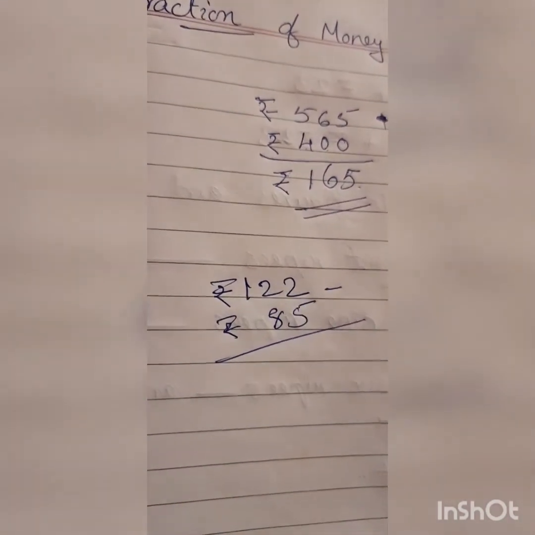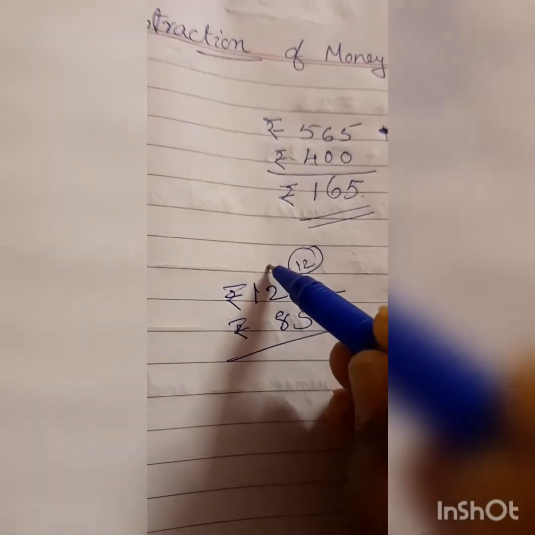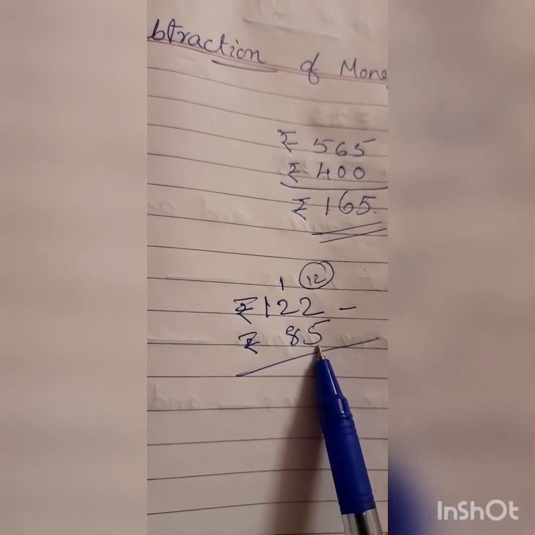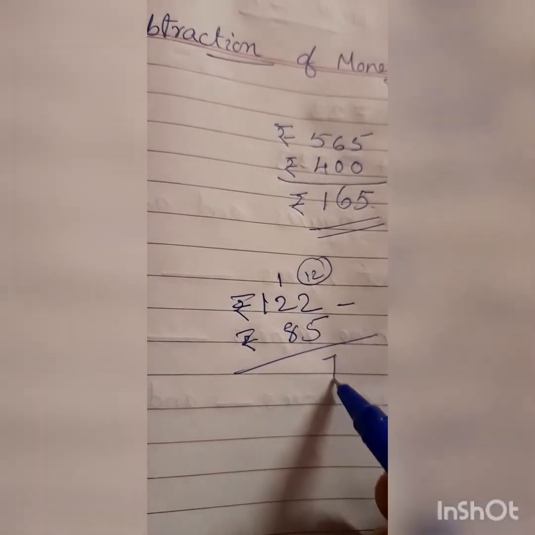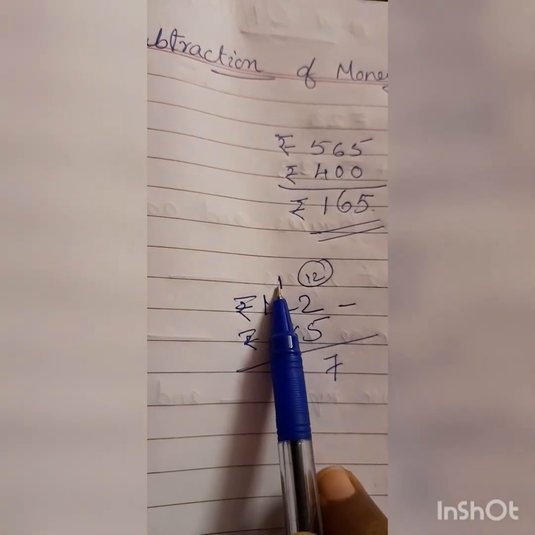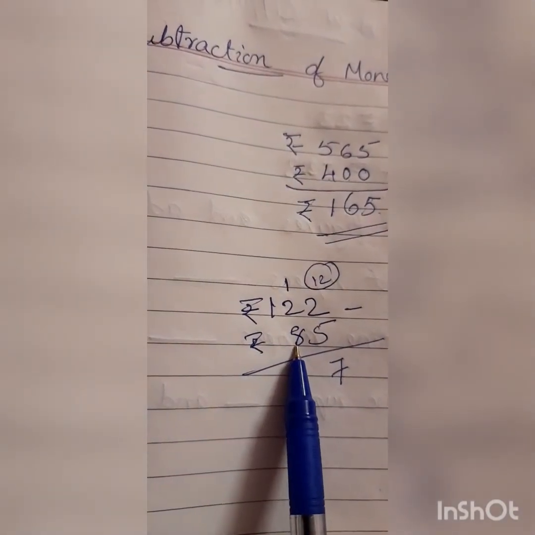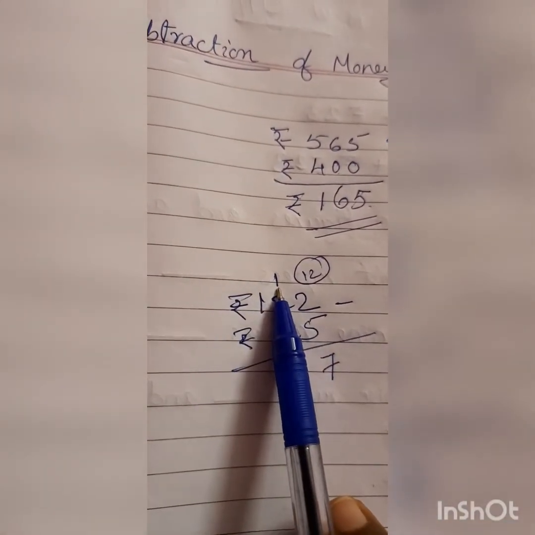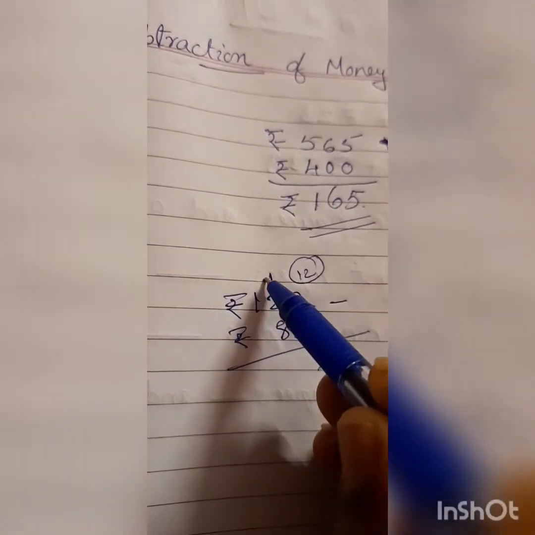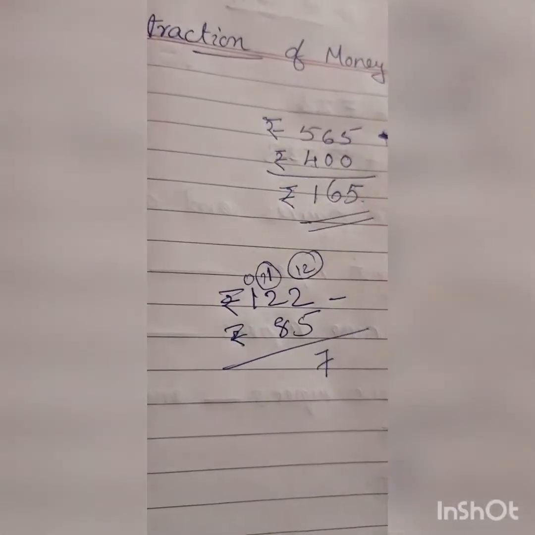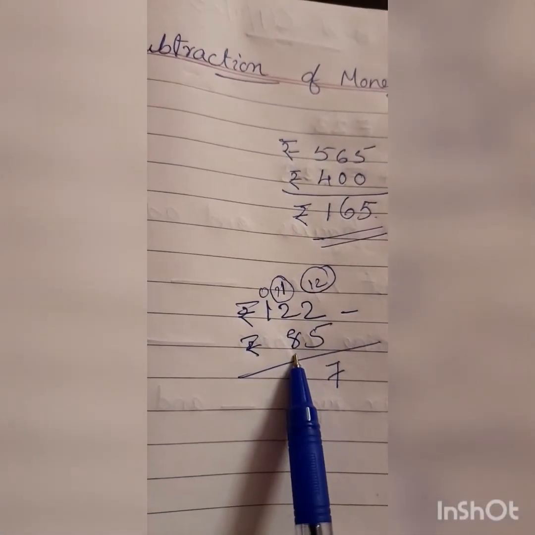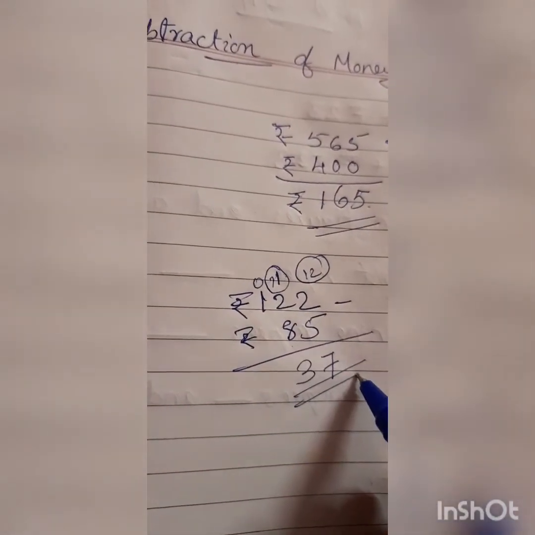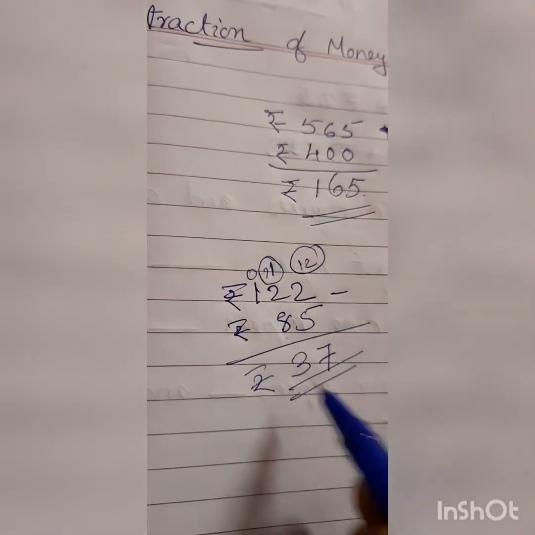That number became 12, and here the number is 1 itself. And 12 minus 5, that is 7. And here the balance number is 1. 1 minus 8 is not possible to subtract. That's why we again take one borrow from the 100 place. Now the number became 11, and here 0. And 11 minus 8, that is 3. So now he has the amount rupees 37.